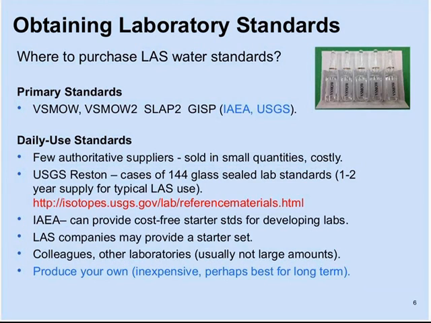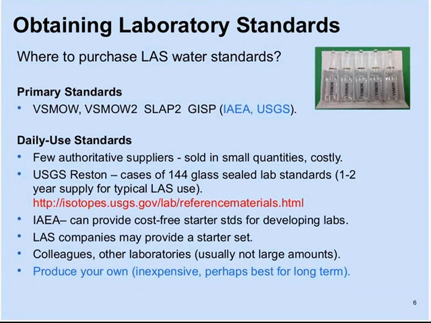Where can you get laboratory standards? The primary standards, of course, VSMOW, SLAP2, GISP, and so on. Well, GISP is not one of the calibration standards, but these are available from the IAEA for purchase. If you are from a developing country, you can probably get it for free if you make the request. And of course, the USGS maintains an excellent stock of well-calibrated laboratory standards, and I believe they also have VSMOW still, original VSMOW as well.